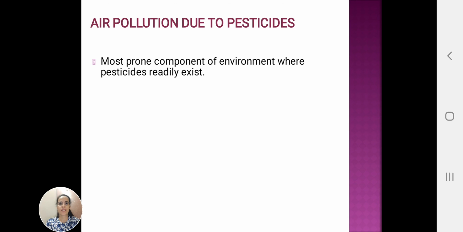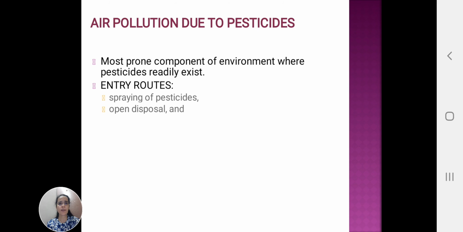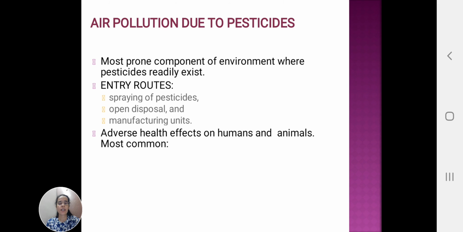Air pollution due to pesticides. Air is the most prone component of the environment where pesticides readily exist. The entry routes are spraying of the pesticides. It includes the direct spraying, open disposal. The pesticides are sometimes disposed of directly, thus they are released into the air, and from the manufacturing units, whereby there is a direct release of the pesticides and different residues into the environment.